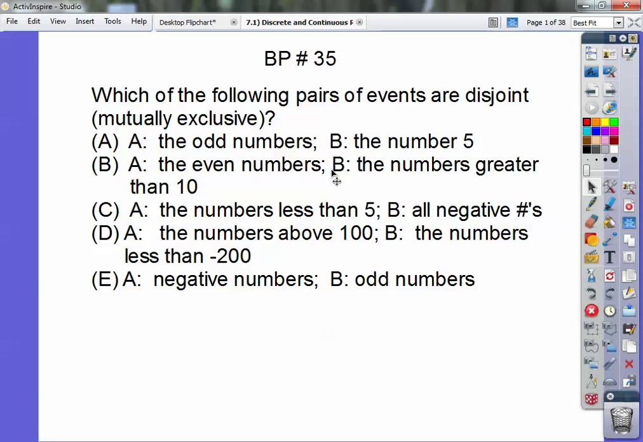Okay, C, the numbers less than 5, and then B, all negative numbers. Well, no, all negative numbers are less than 5. It's not that one. D, the numbers above 100, that's A, and then B, the numbers less than negative 200. It's that one. They don't share anything in common. And negative numbers, there are odd negative numbers, so it's not E. There's choice D. Alrighty? Here we go.